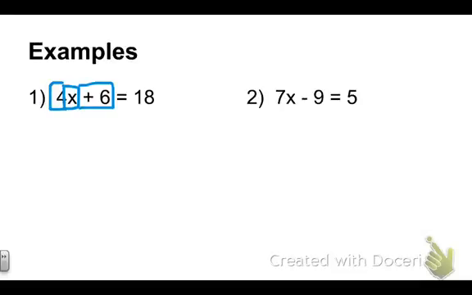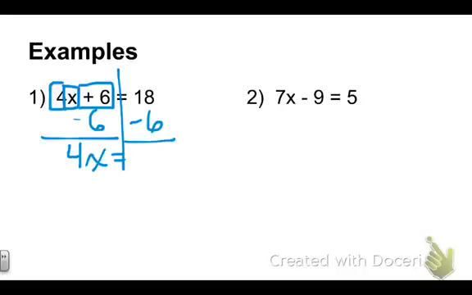That 4 and that x, they are joined at the hip. They are right next to each other. They're not letting go. Get rid of that plus 6. And to do that, subtract 6. Whatever you do to one side, do to the other. So 6 minus 6 leaves you with nothing. Nothing but 4x is equal to 18 minus 6, 12. And then look at that. Now you've got a one-step equation.